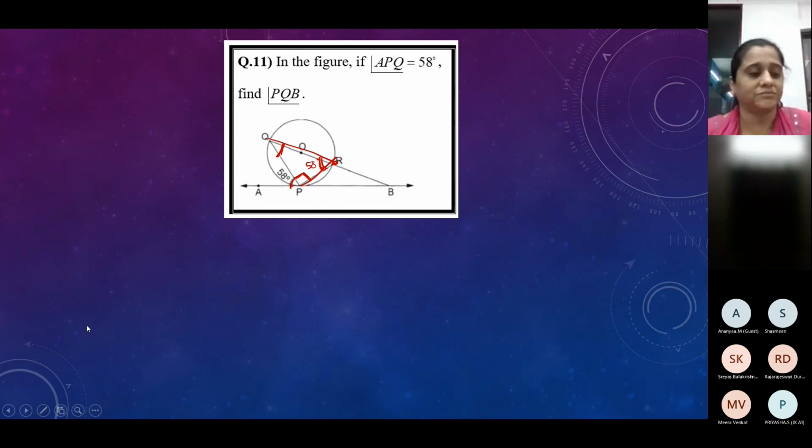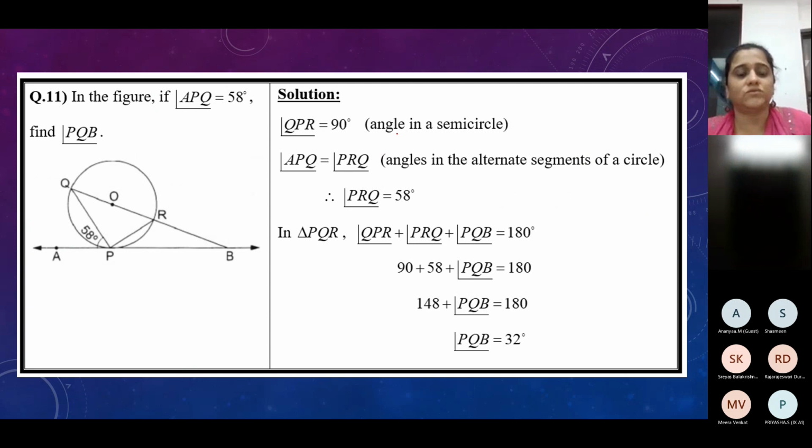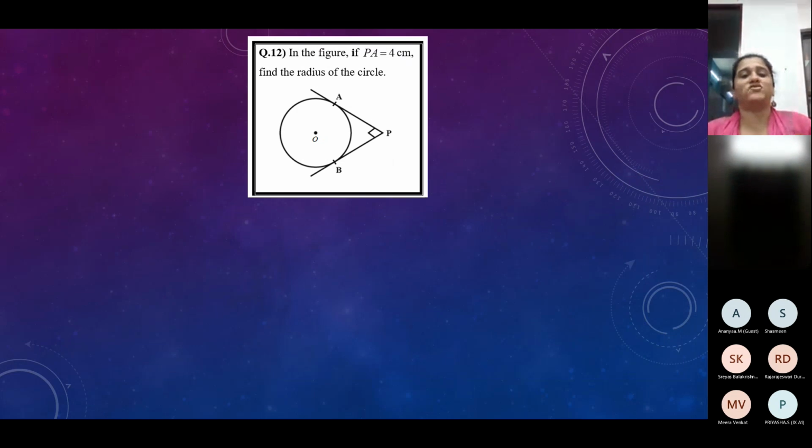All right. So first I've mentioned angle in a semicircle is a right angle. And then by the alternate segment theorem, PRQ is 58 degrees. And then by angle sum property, is it 32 or 22? By angle sum property, this is 32 degrees. Yes, children, try this.